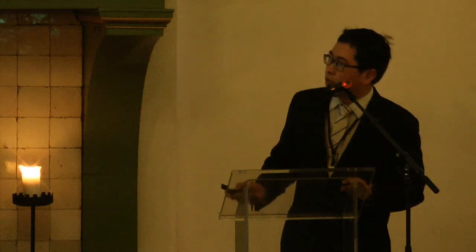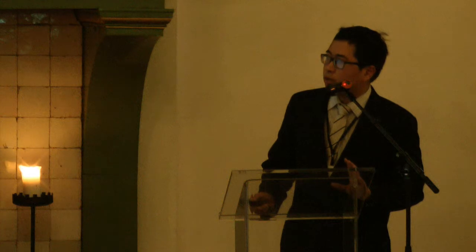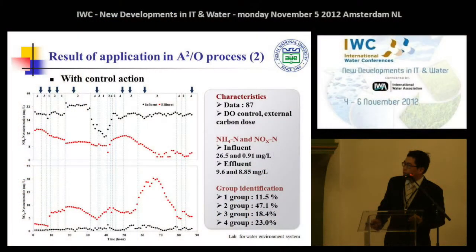And also, when the NOx concentration increased, the external carbon source was fed in the anoxic reactor according to the control actions. Then the effluent NOx concentration decreased continuously. The identified group 1, the normal conditions, increased compared to the without-control case, and groups 3 and 4, which could be considered abnormal conditions, decreased compared to the without-control case.